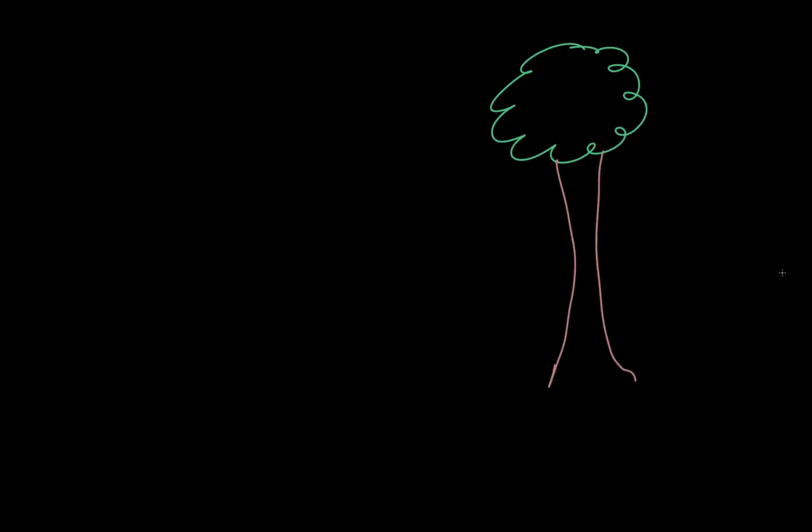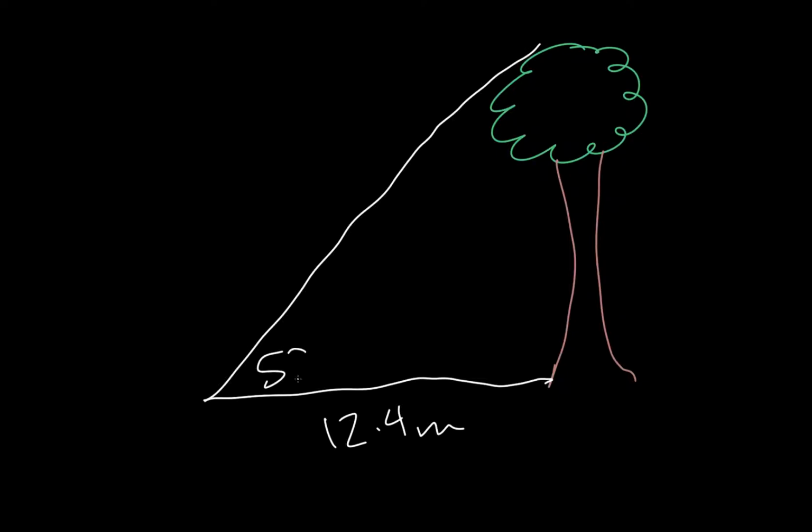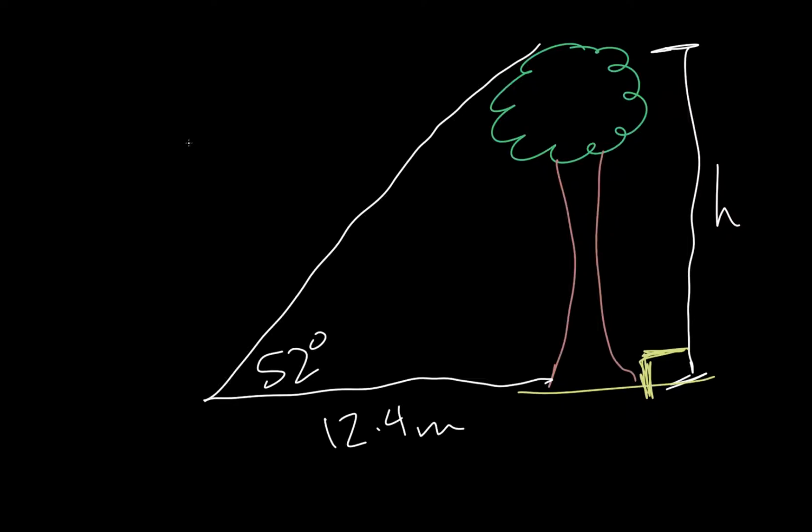Alright, so we have a tree. It's right here, and casts a shadow that's 12.4 meters, and then to the height of the tree it's 52 degrees. And ultimately we want to know how tall the tree is. So we're going to make a couple of assumptions. We're going to assume that the tree is growing at a 90-degree angle. So this really just becomes a 90-degree triangle that's 12.4, h, and 52 degrees.